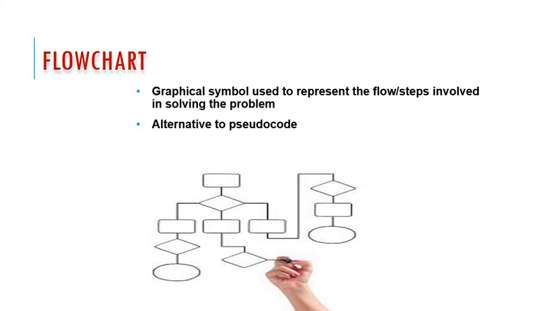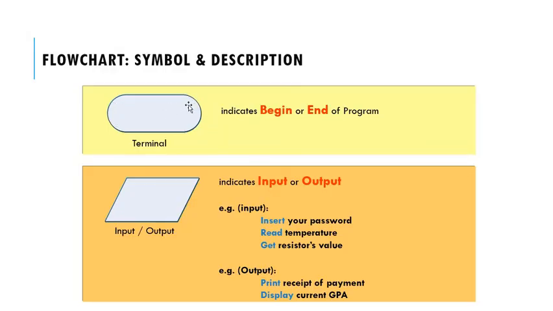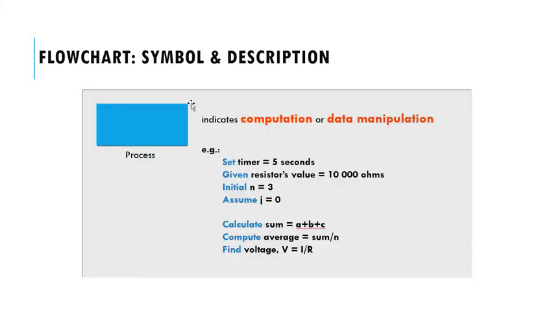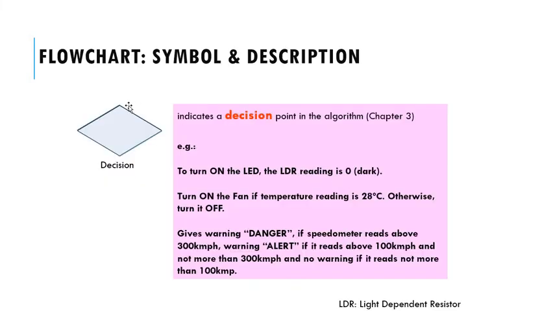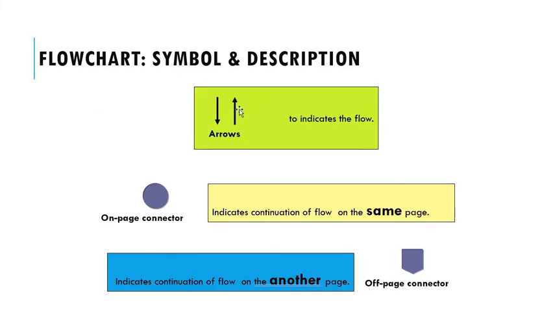So these are the symbols. This one is the begin and end symbol. This one is the input and output symbol. And then we have the process symbol, the formula symbol. And then this one is specifically for the for symbol. I will explain this on chapter 3. This one is the diamond symbol to make a decision. This one is arrows, to show you the flow.